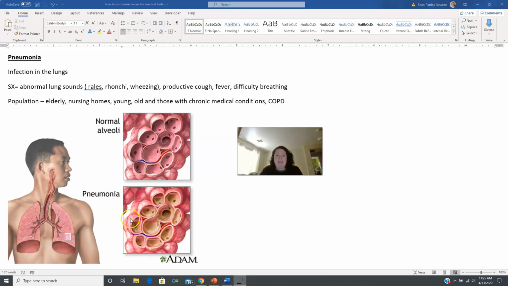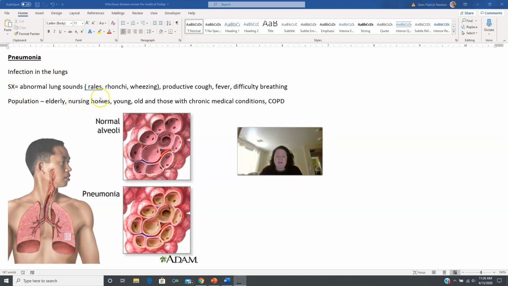So there's pus in here, just this mucus, and so it's affecting the exchange of oxygen and carbon dioxide in the lungs. So our patients in that area of the lung can have hypoxia. You can hear abnormal lung sounds. So when we go into our symptoms, abnormal lung sounds.